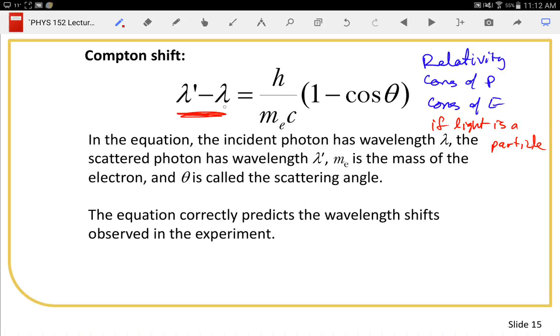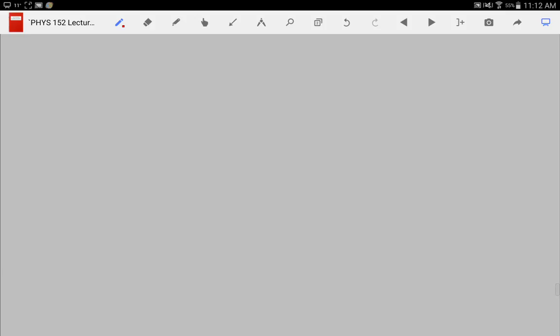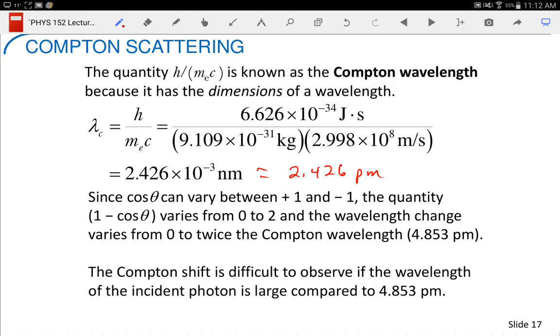Right, we have the difference in wavelengths is equal to the Compton wavelength times 1 minus cosine theta. Cosine theta varies between 1 and minus 1. If cosine theta is 1, that's 1 minus 1, and we have no shift. If cosine theta is minus 1, we have 1 minus negative 1, which is a plus 2, and so we have a shift of 2 times the Compton wavelength. So the biggest possible Compton shift that can occur is 2 times the Compton wavelength, which I hope I went back to the right slide here. Yep. So 4.853 picometers. Not nanometers, picometers.